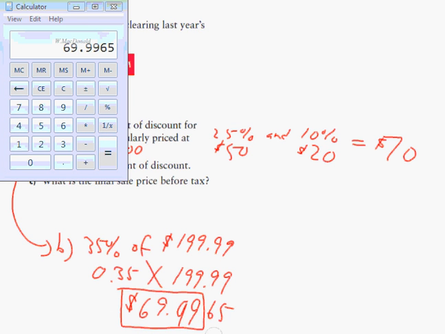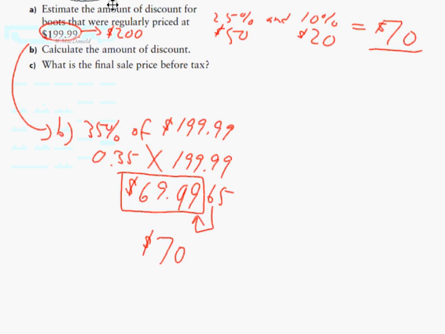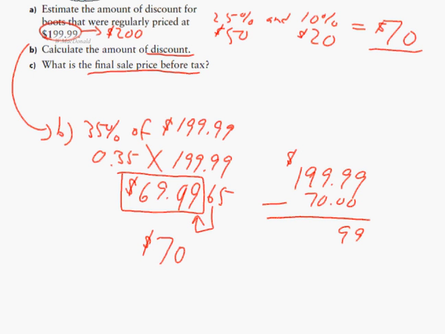So when I round this, oh, what's going on here? There we go. When I round this 6 is going to make this 99 go up. So my actual discount will be $70, which is actually what my estimation was. So if that's going to be the discount, for my final price, I'll have to take the $199.99, which was the price of the boots before the discount, subtract my discount of $70, and I'll get $129.99. The final price of the boots is $129.99 before tax.